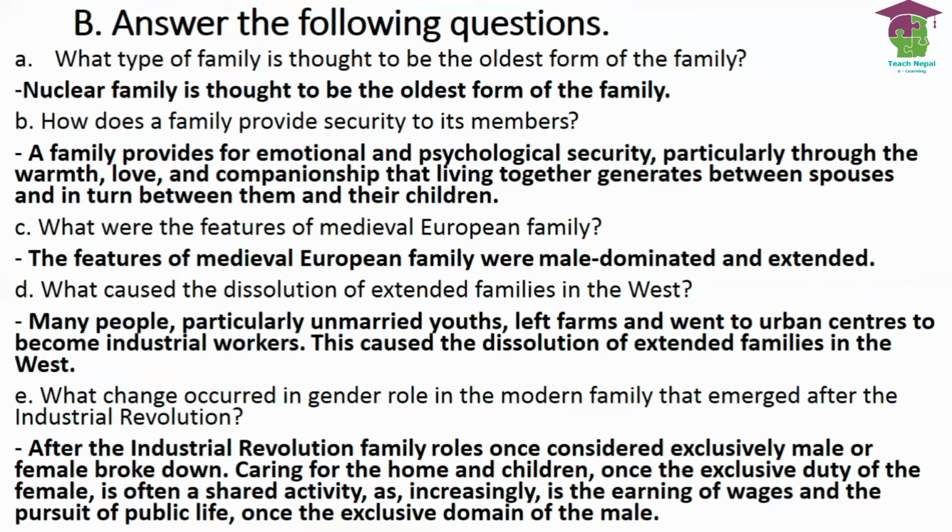What caused the dissolution of extended families in the West? Many people, particularly unmarried youths, left farms and they went to urban centers to become industrial workers. This caused the dissolution of extended families in the West. What change occurred in gender roles in the modern families that emerged after the Industrial Revolution? You could see after the Industrial Revolution, family roles once considered exclusively male or female, they broke down, right?